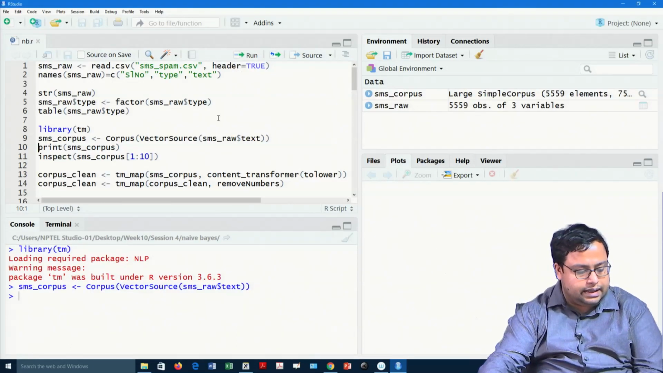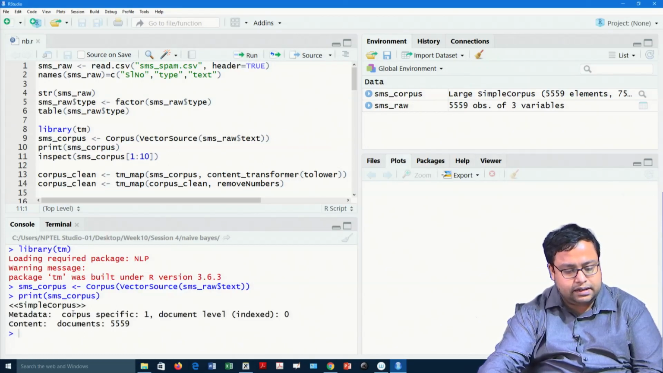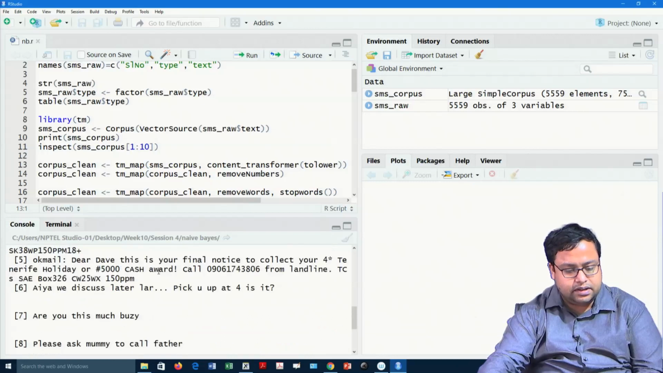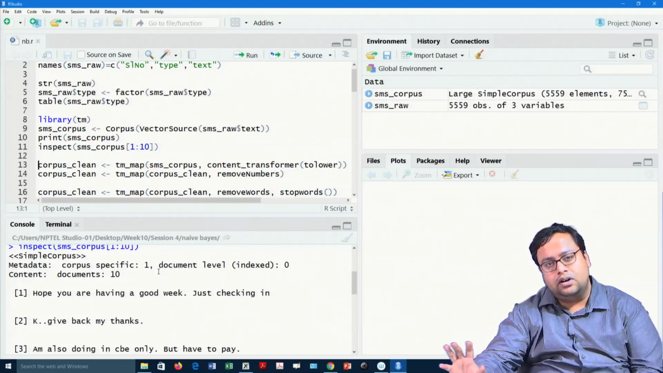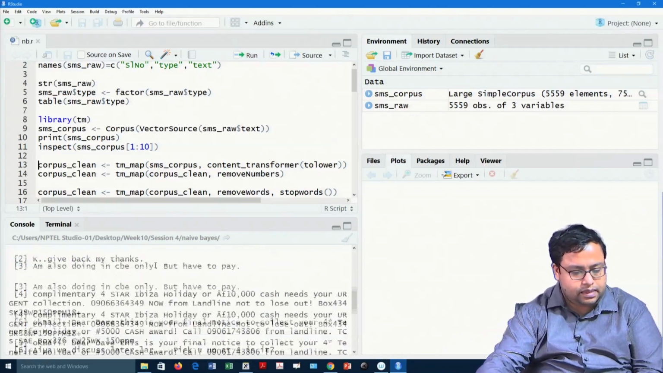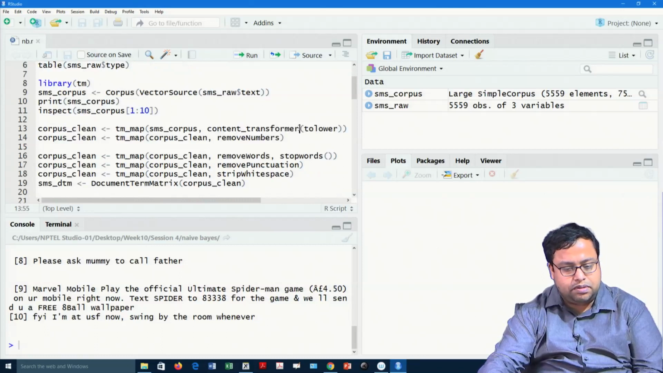Then I print the corpus, which says it has corpus specific 1, document level 0, and the documents are 5559. If I inspect the first 10 documents, it looks like this, which is basically the first 10 observations.